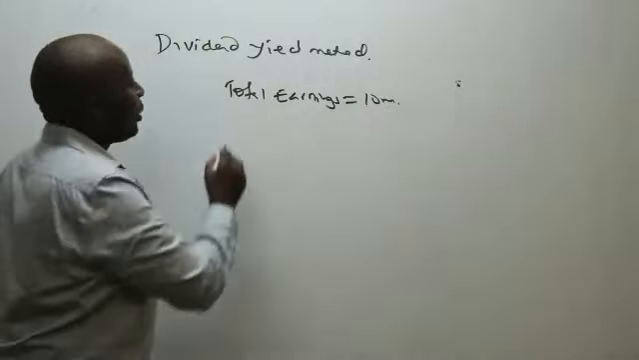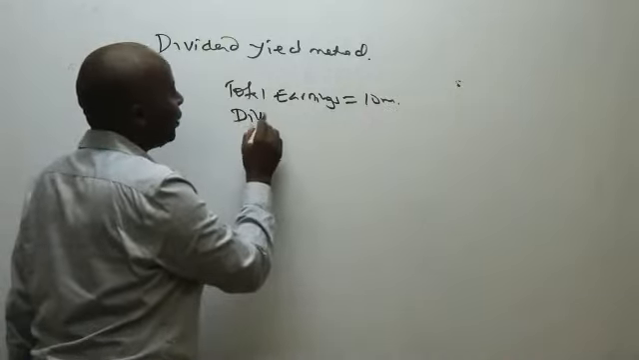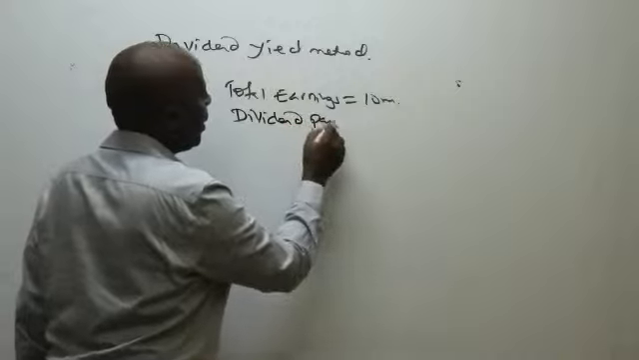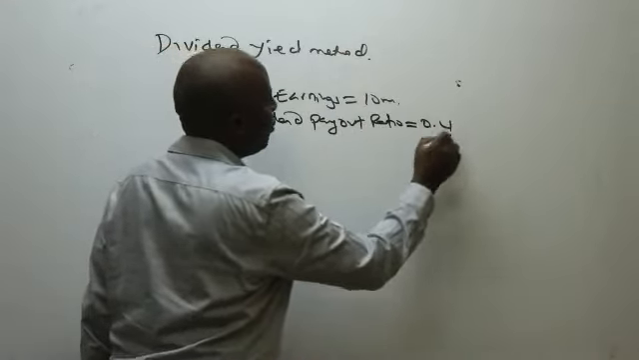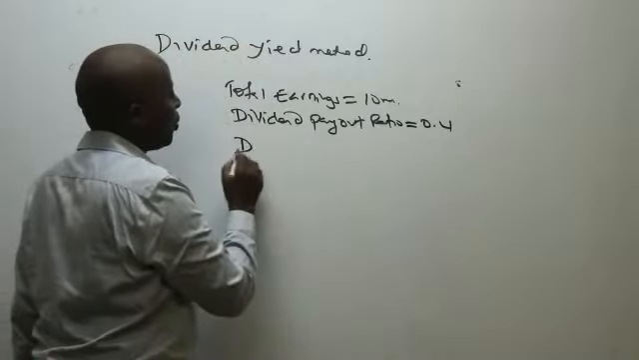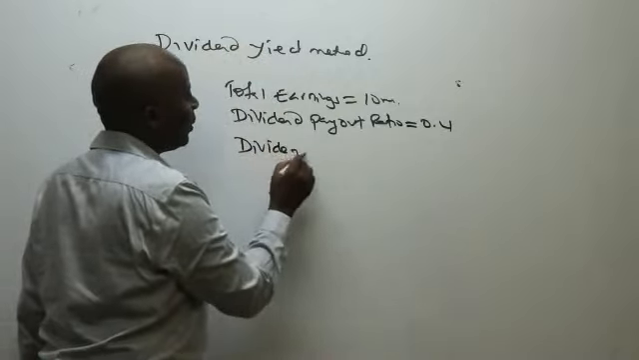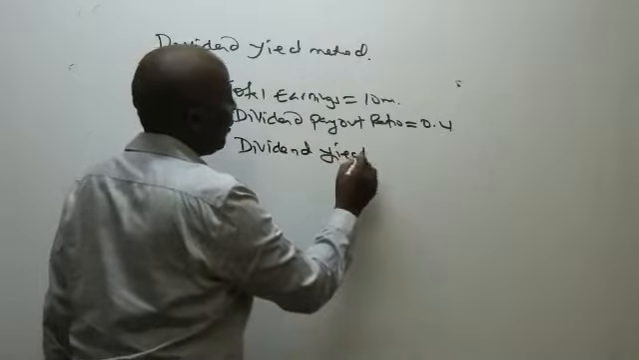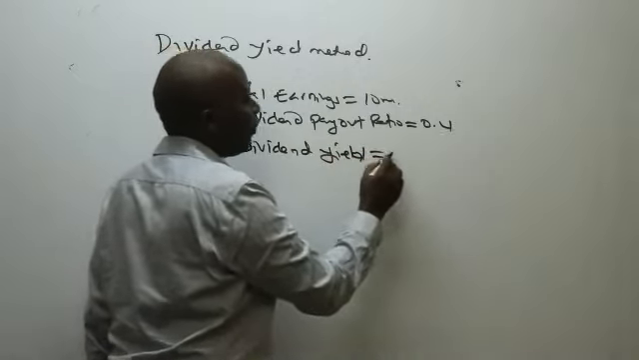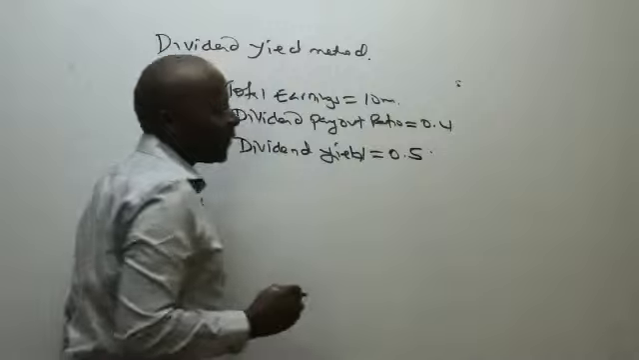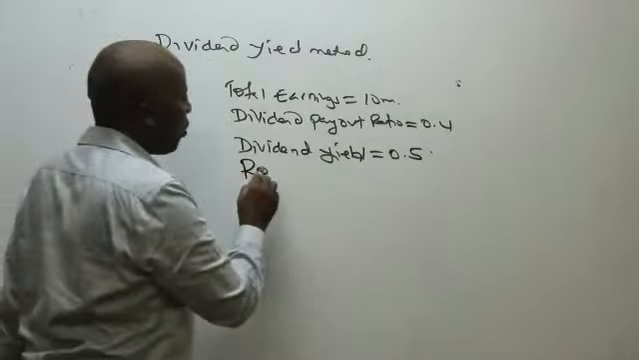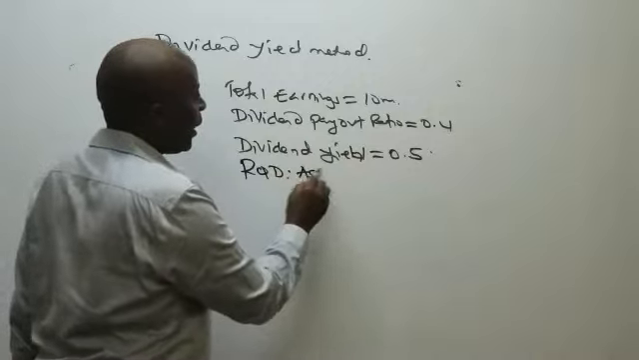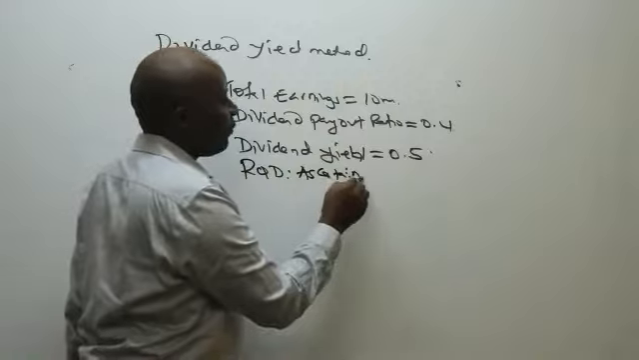Then they will be able to give you the total dividend, the dividend payout ratio. Payout ratio is 0.4. And then they'll give you the dividend yield of 0.5. So then you are required here to ascertain the farm value.